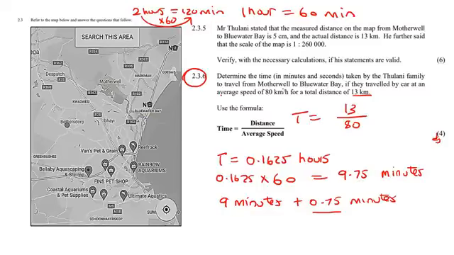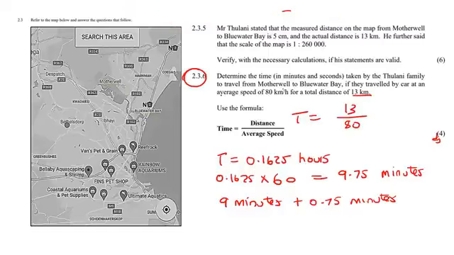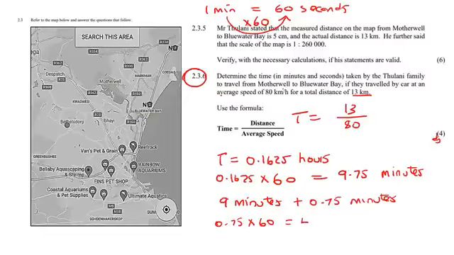Now, what we're going to do is we need to change this one into seconds. So remember, in 1 minute, there is 60 seconds. So to go from minutes to seconds, you multiply by 60. So what I'm going to do is multiply this by 60, and that'll give me 45 seconds. So now we have 9 minutes and 45 seconds.